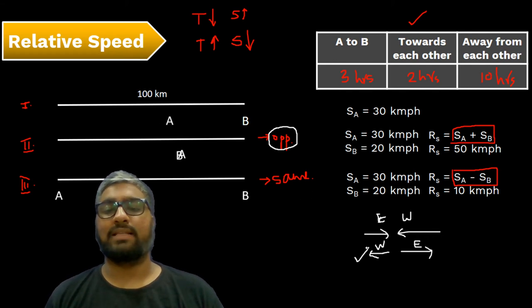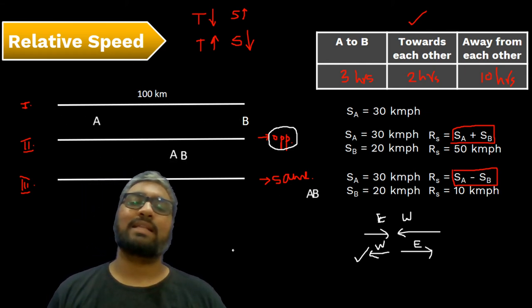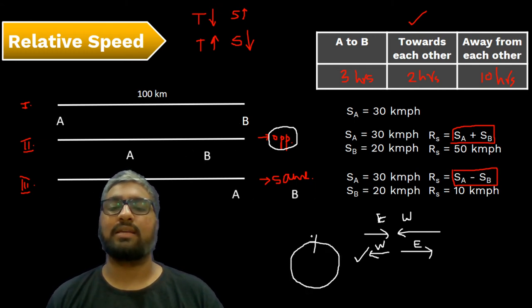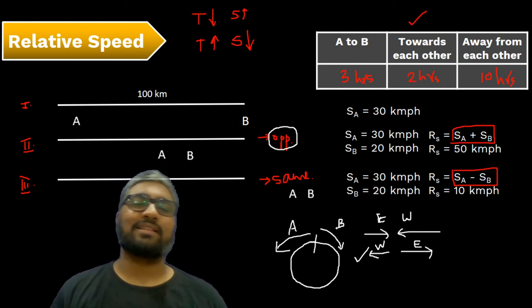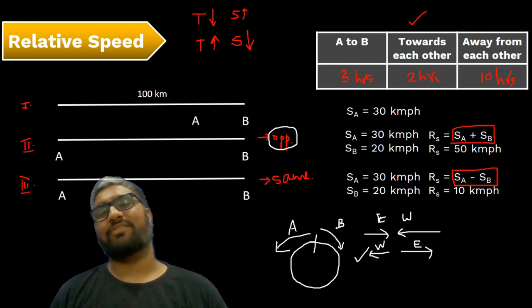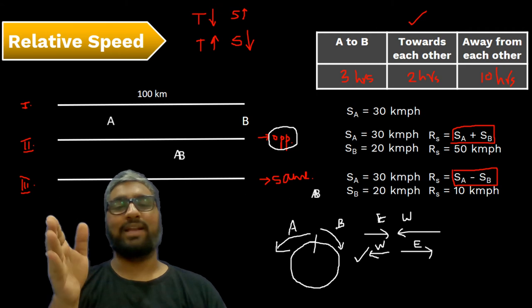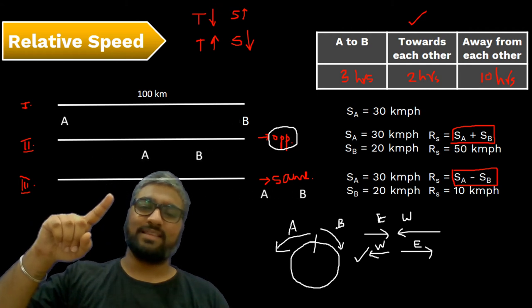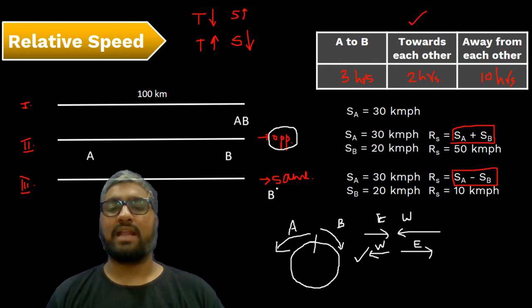If at all they were moving like this, when I say opposite direction, then we have to assume that A and B are either running on a circular track, where A goes in this direction and B goes in the opposite direction, or you have to assume that the earth is not flat, which means if they start at any point in India, they'll have to go around the entire planet and come back to the same part. Clear?